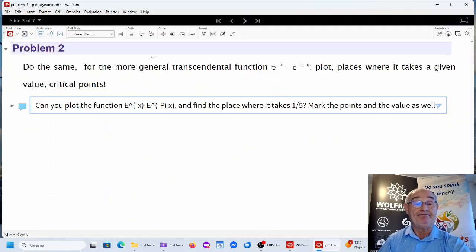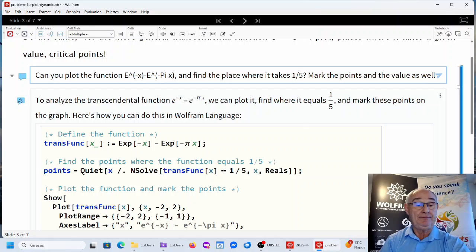Consider the next problem. Do the same for the more general transcendental function e to the negative x minus e to the negative pi times x. Plot it, find the places where it takes a given value, and critical points. Now the question to the notebook assistant is the same. I gave a particular value for the function, that's 1 over 5, and I marked the points and the value as well. Look at it.